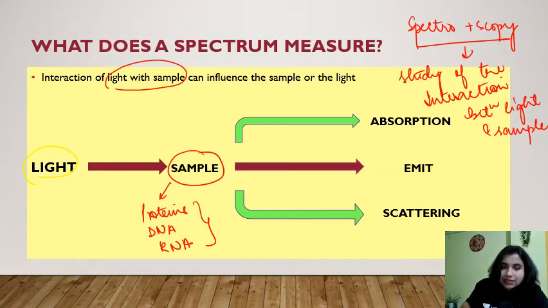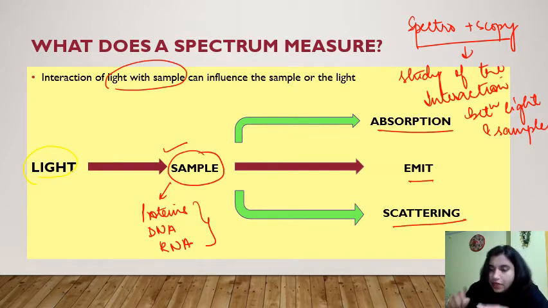So when a light is interacting with a sample, three things may happen. Either there is an absorption of the light, emission of the light, or scattering of the light, right? What are the three things? Either the light is absorbed, or it undergoes emission, or it undergoes scattering. Out of these three, it performs only one or two. So that is what we call spectroscopy.